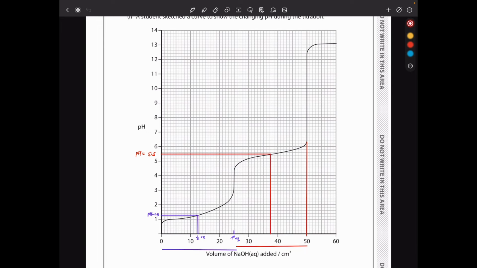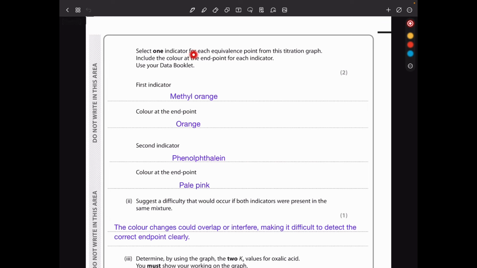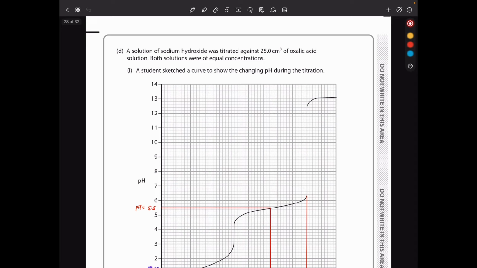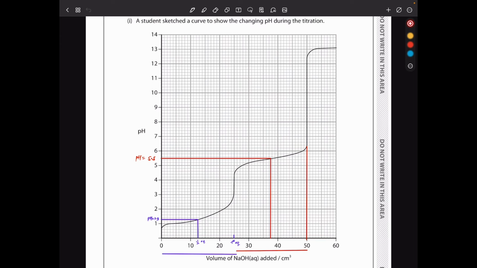This is going to be diprotic as well. So they say select one indicator for each equivalence point. From this titration graph, include the color at the end point of the indicator. Use the data booklet. So for the first equivalence point, because of the ranges, I can go with methyl orange. And then the second, because it's the upper part here, phenolphthalein indicator is going to work.